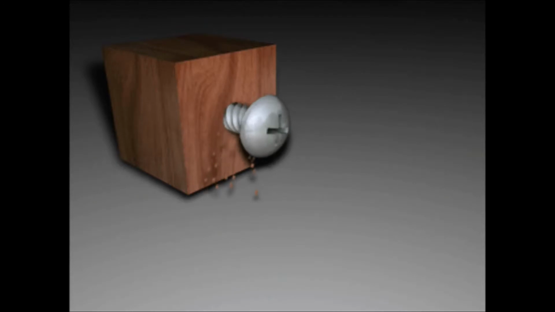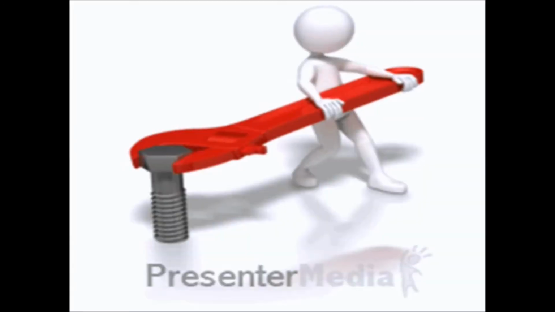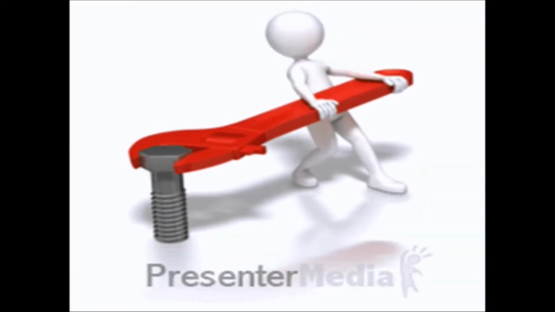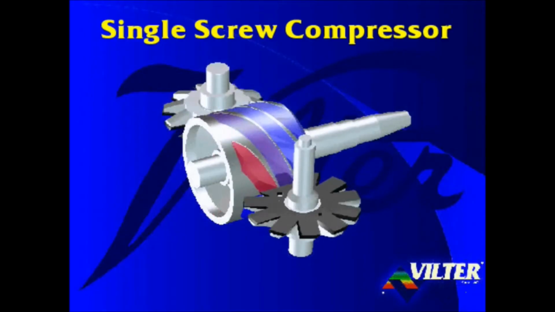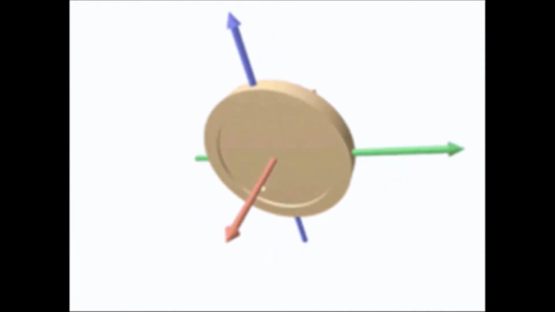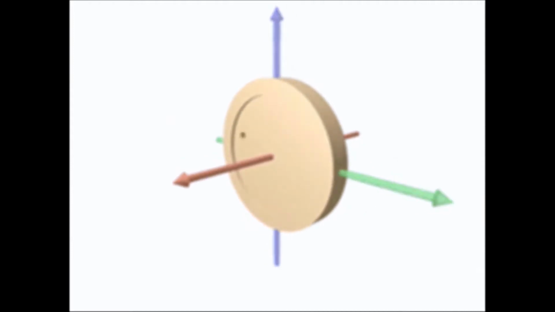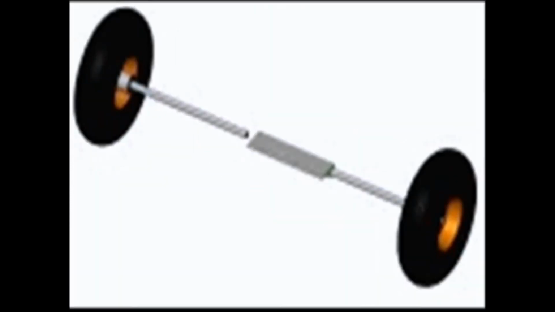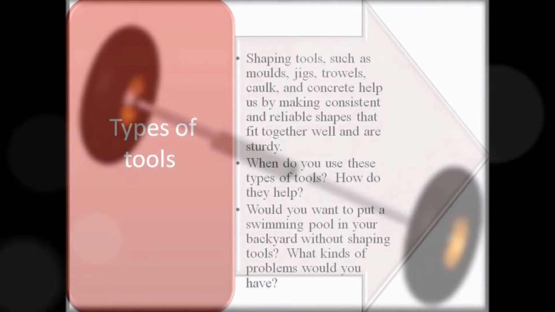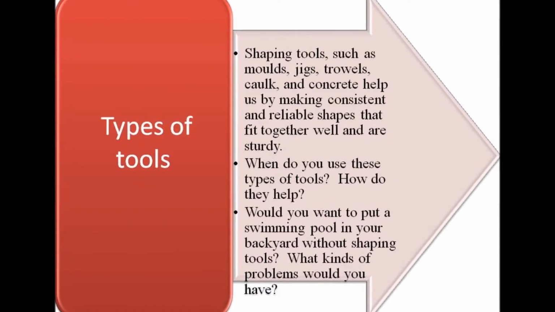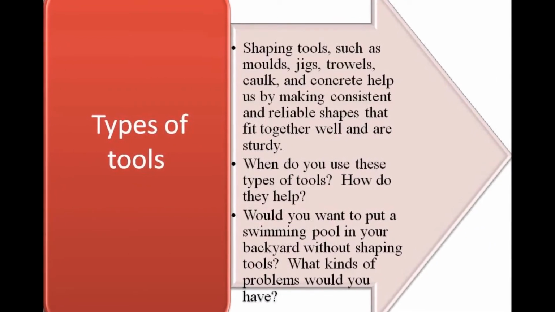When do you use these types of tools? How do they help? If you had only one piece of paper and pen and had to draw a perfect square, would you want a ruler? Why? Shaping tools such as molds, jigs, trowels, caulk and concrete help us by making consistent and reliable shapes that fit together well and are sturdy.